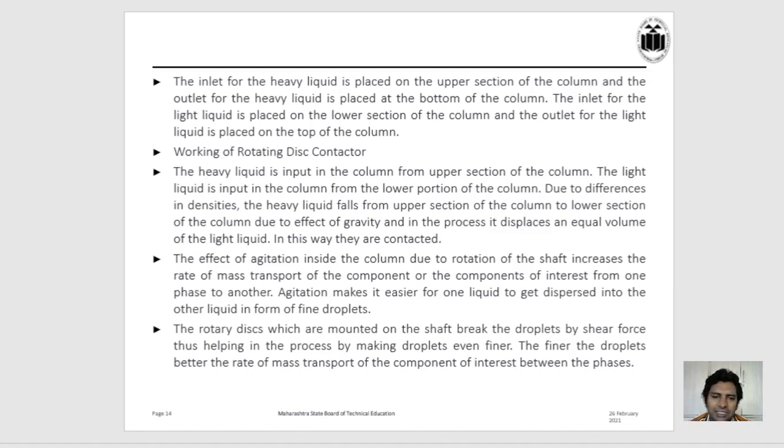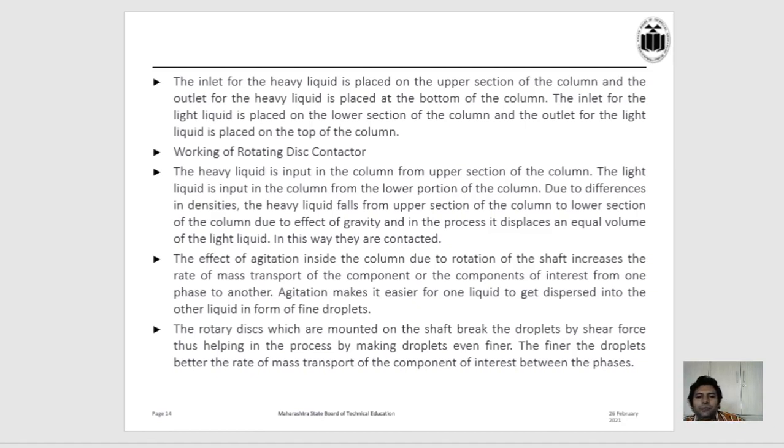Now, let us see the working of the RDC. The heavy liquid enters the column from the upper section. The light liquid enters the column from the lower portion. Due to the difference in density, the heavy liquid falls from the upper section of the column to the lower section due to the effect of gravity, and in the process, it displaces an equal volume of the light liquid. In this way, they are contacted.